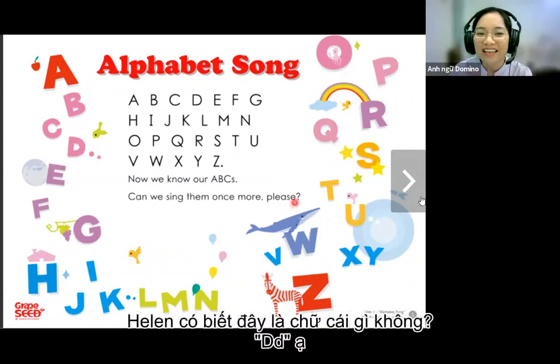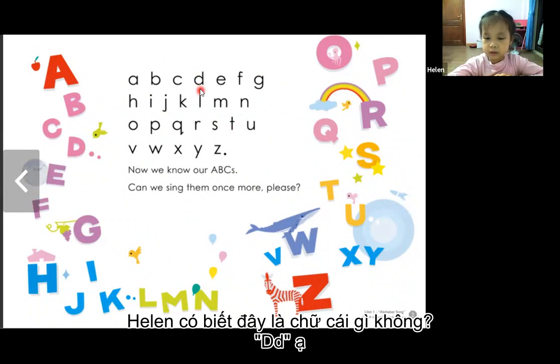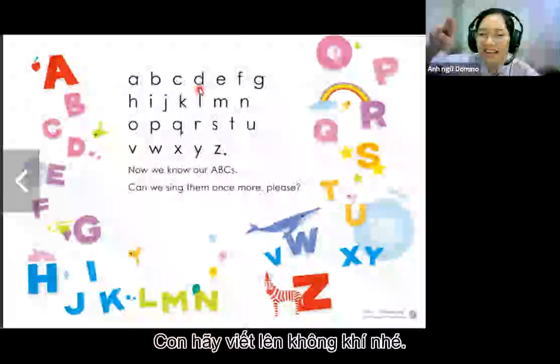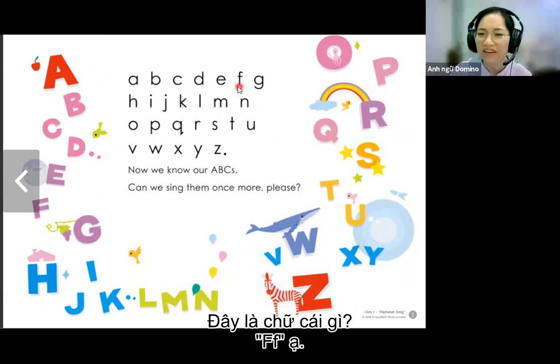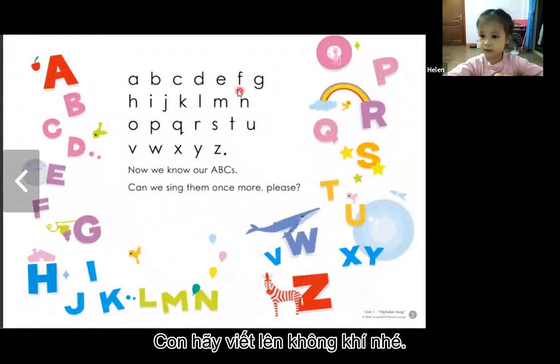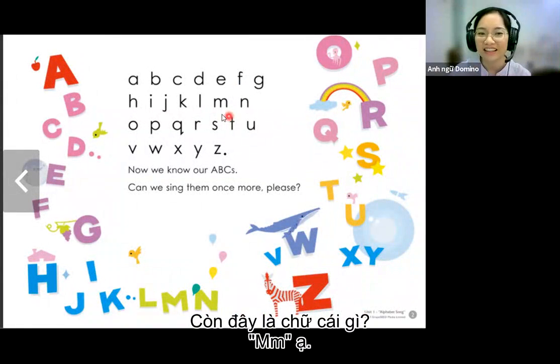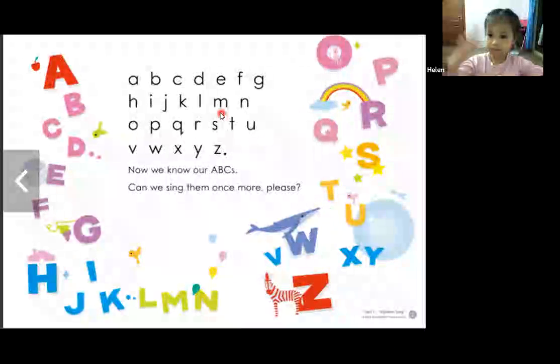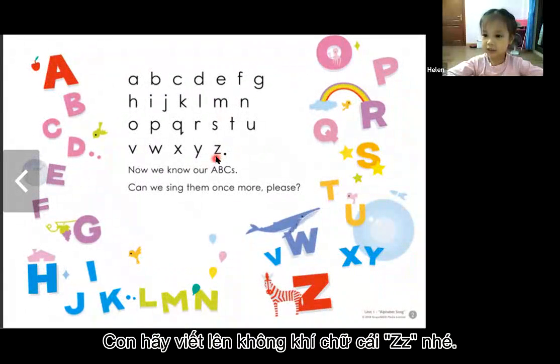Can we sing one more thing? Singing, Helen. So, Helen, tell me, what letter is this? C. Letter D. Write letter D, please. Next one. What letter is this? F. Write letter F, please. Okay. And then this letter is letter M. And here, what letter is this? Z. Letter Z. Write letter Z.